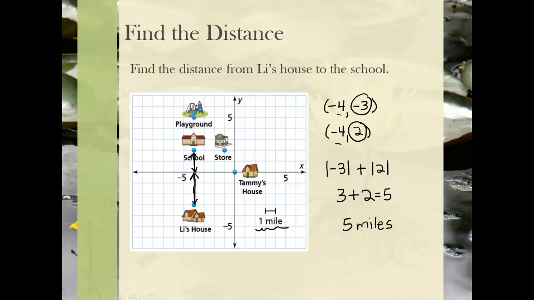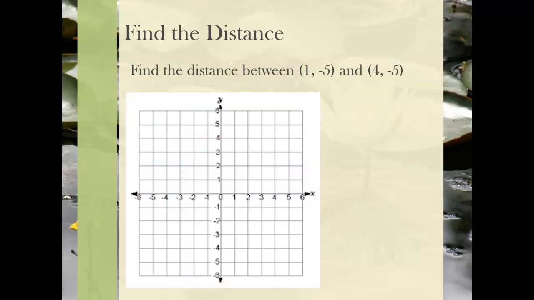Let's find the distance between 1, -5 and 4, -5. We could use the coordinate plane as a tool to help us. First, we would plot each of the points. We have 1, -5 and 4, -5. Then we could simply count up the distance between them and find that the distance is 3 units.